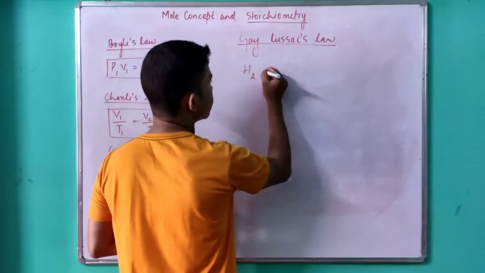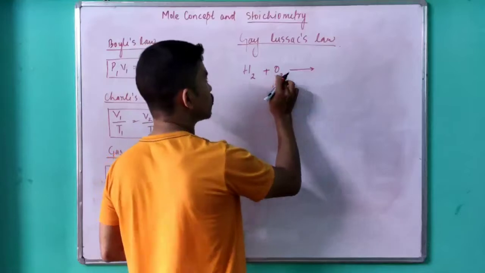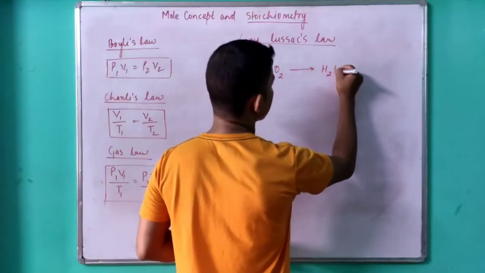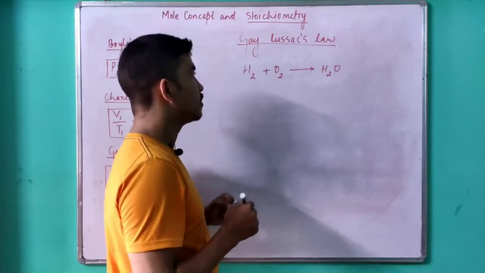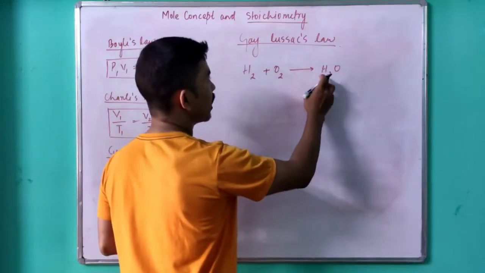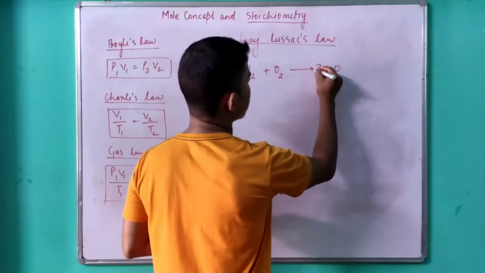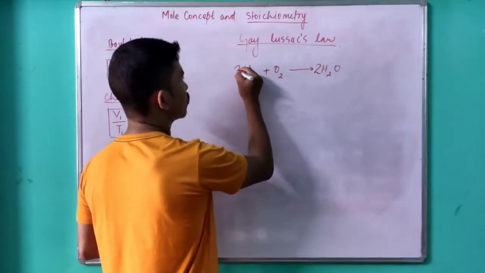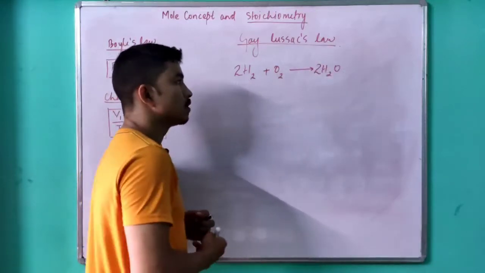Hydrogen combines with oxygen to form water. Now you need to balance this equation. On balancing, I have two hydrogen, and oxygen atom 1 here, 2 there. So I'll write here 2, and then I'll write 2. Now it is completely balanced: hydrogen 4, oxygen 2, and oxygen 2.